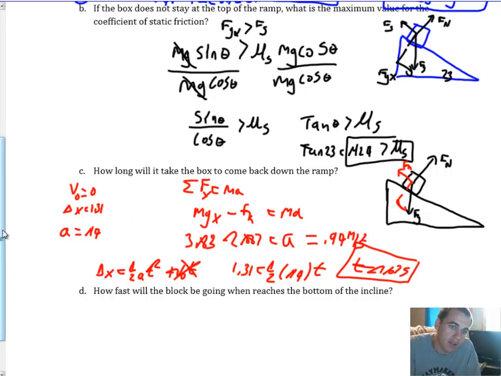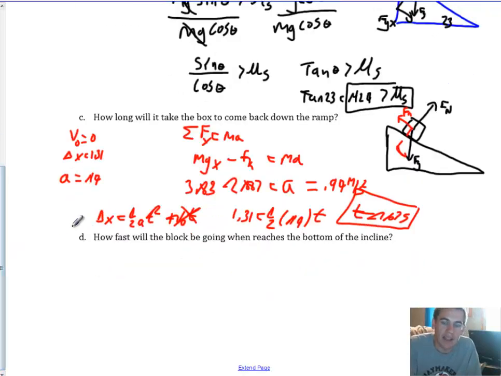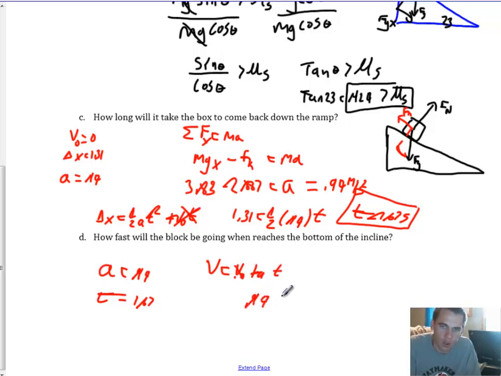Okay. The last part of this problem is actually pretty easy. How fast will the block be going when it reaches the bottom of the incline? I know the acceleration is 0.94. I just calculated the time it takes is 1.67 seconds. So v equals v naught plus at. Initial velocity is 0, so this is just acceleration times time. 0.94 times 1.67 equals 1.57 meters per second.